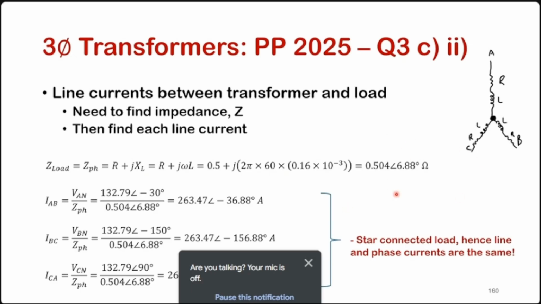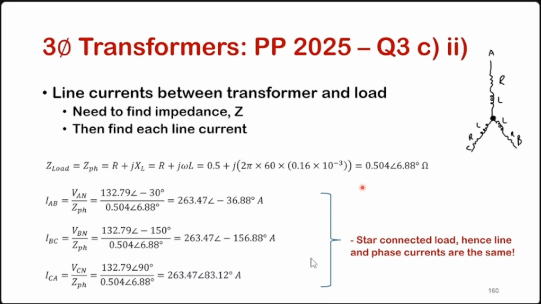And this is once again polar form. Polar form is easier to work with, typically, when solving three-phase systems. So I would recommend you stick to polar form. Now I'm going to find the line currents.